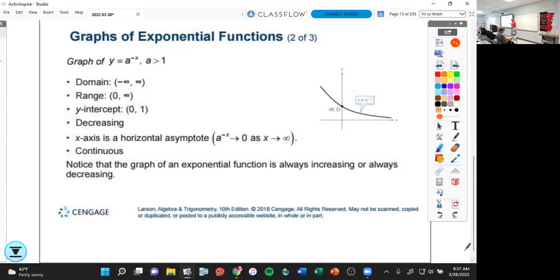So the graph of an exponential function does one of two things. It is either always increasing or it's always decreasing. How do you tell? You look at the exponent. Questions on this? Okay.